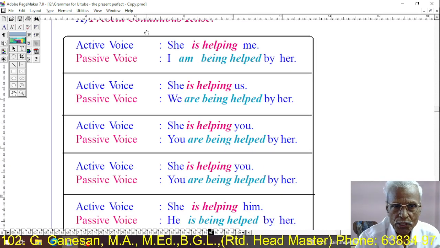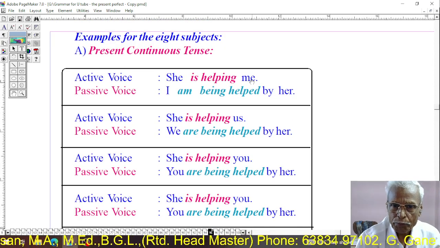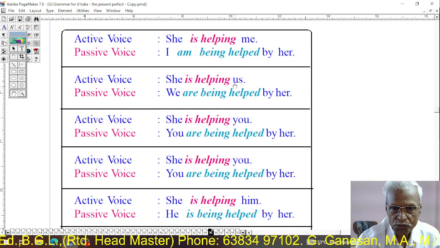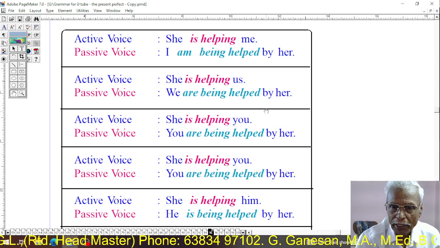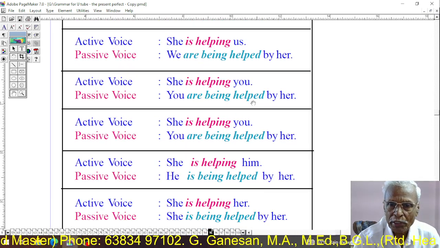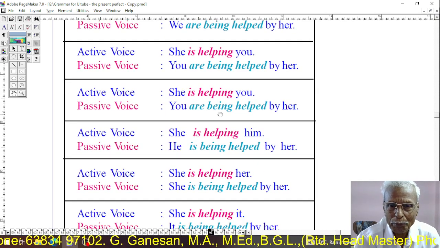She, the present continuous, active to passive. She is helping me. I am being helped by her. She is helping us. We are being helped by her. She is helping you. You are being helped by her.